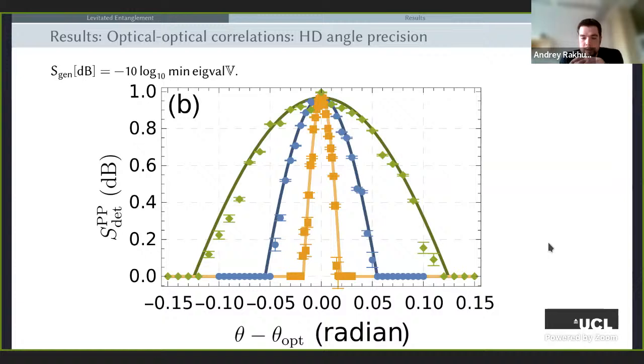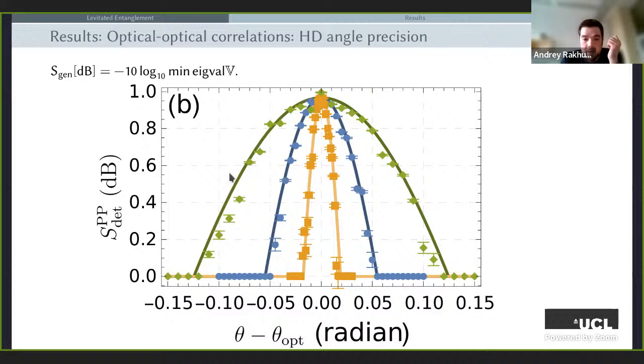So let's say if we step away from the optimal value of the local oscillator phase for the detection of the correlations here, then here is the squeezing which we will achieve. Different colors stand for different initial occupations of the mechanical mode. Green is 1 phonon, blue is 10, this yellow is 100.